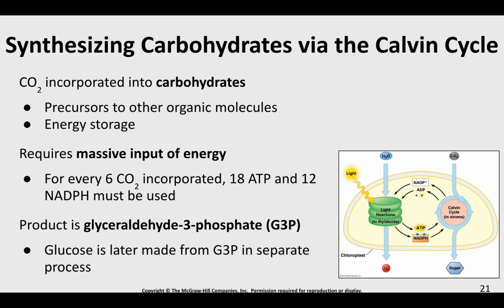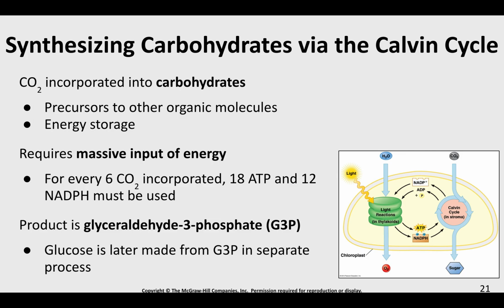It's in this Calvin cycle that we are using carbon dioxide from the air, so CO2 from the air, taking that carbon and incorporating it into sugars that the plant can then utilize. So when we look at the Calvin cycle, we're going to see that this process takes a massive amount of energy.